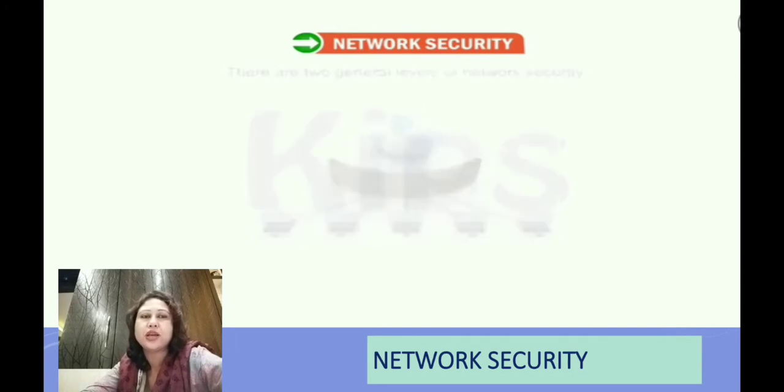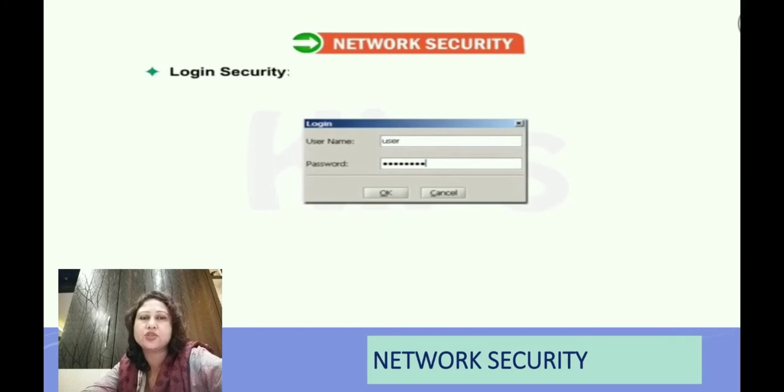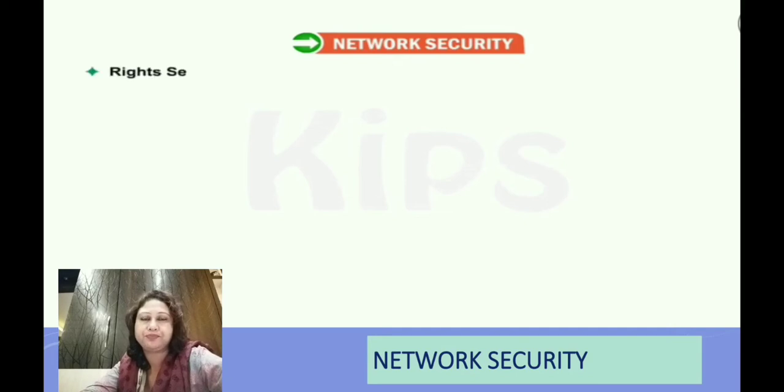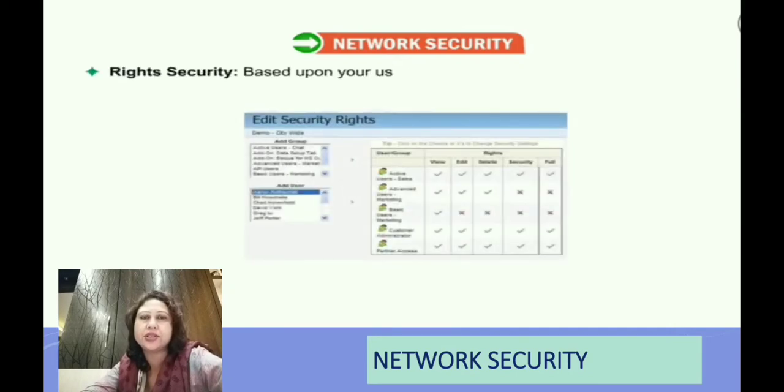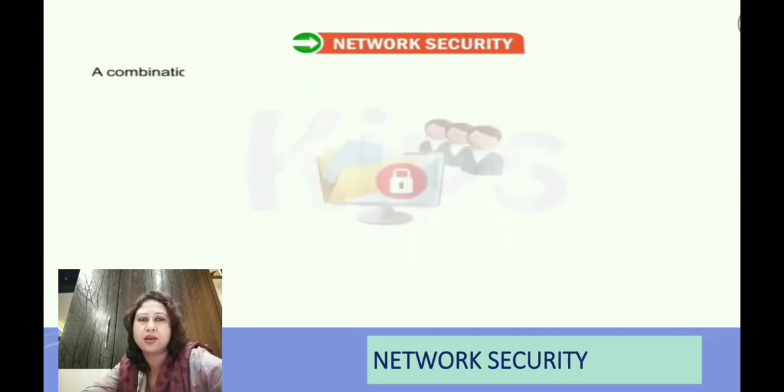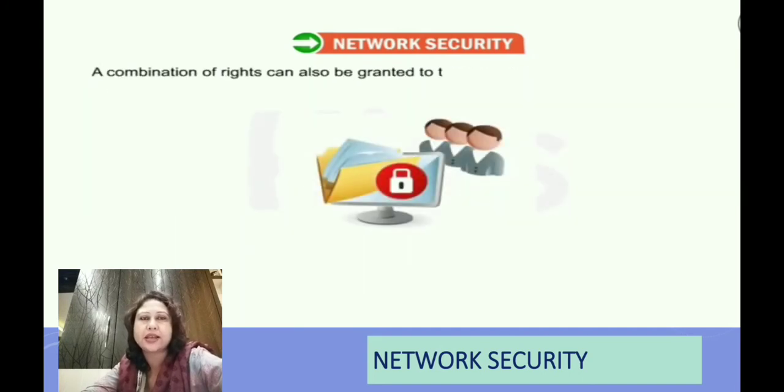So there are two general levels of network security. The first one is login security, where the users are given a unique login and a password. Then we have the write security, where based upon the username we are given rights like read only access or read write access or no access at all. Then a combination of rights can also be granted to the same user for different sets of data. So this is all about network security.